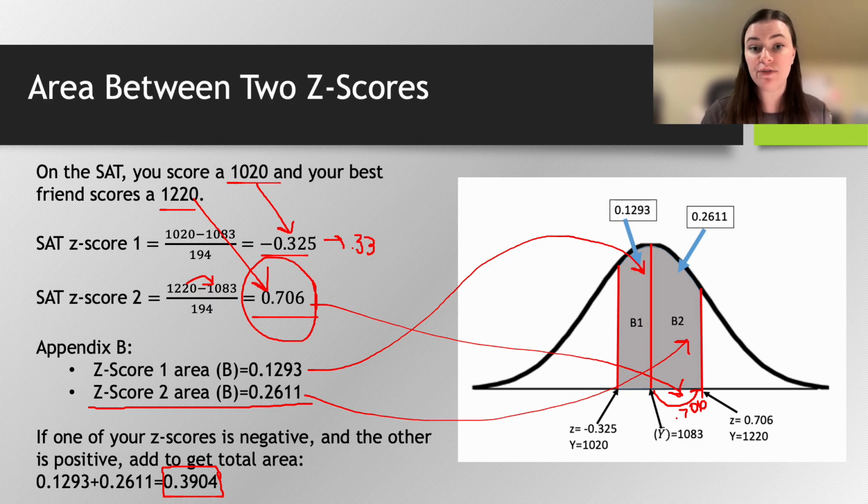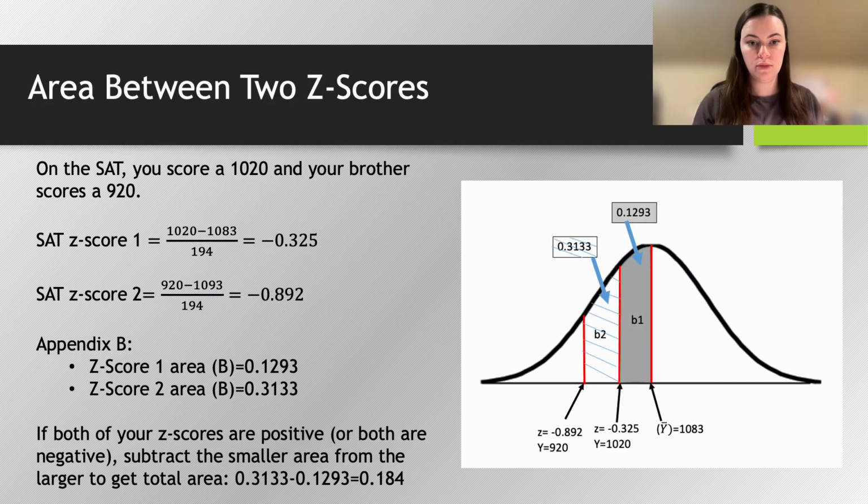and percentiles fairly quickly. The last example we will work through here is looking at the area between two z-scores. So let's take an example again of our test taker score of 1020. So we're using that same calculation for our z-score, but this time we're using an individual that actually scored worse than us. In this case, our brother only scored a 920.